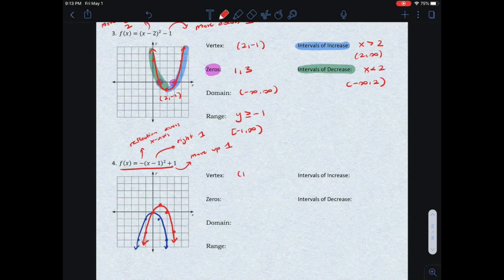So for the vertex, you should have gotten (1, 1), which in this case would be the highest point. The zeros correspond to where the graph crosses the x-axis, at 0 and at 2, I believe. So those would be my zeros, 0 and 2.